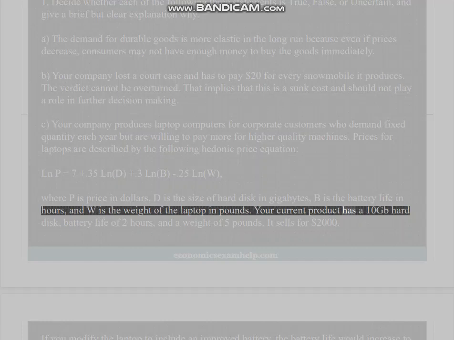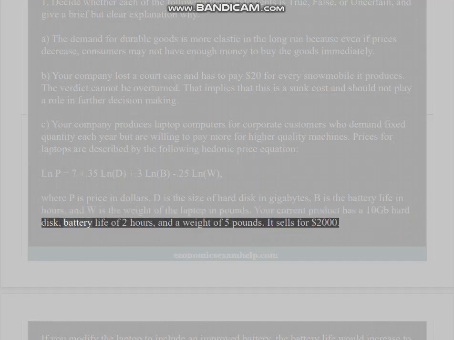Your current product has a 10 gigabyte hard disk, battery life of 2 hours, and a weight of 5 pounds. It sells for $2,000.